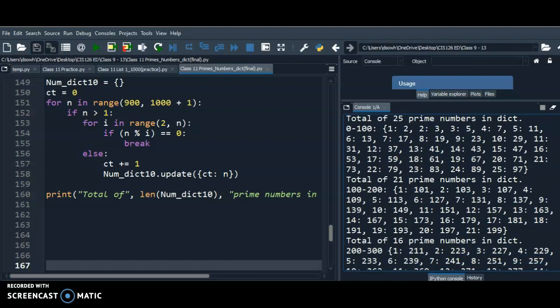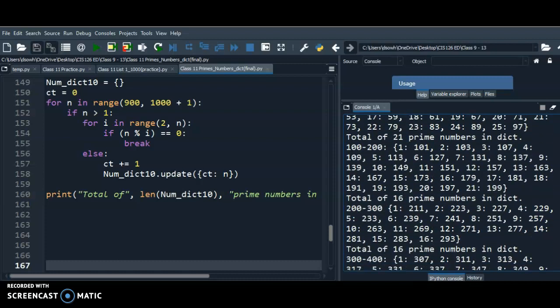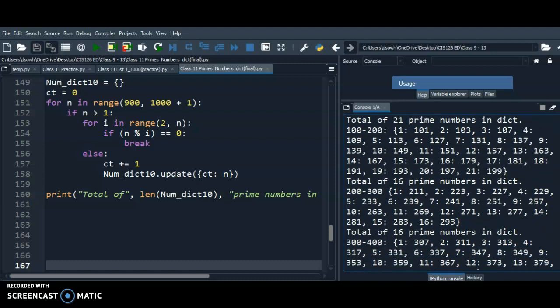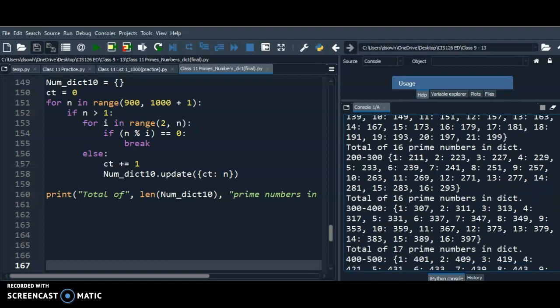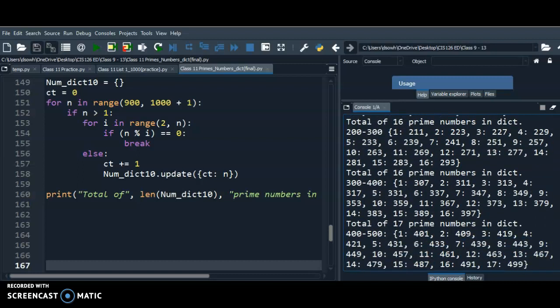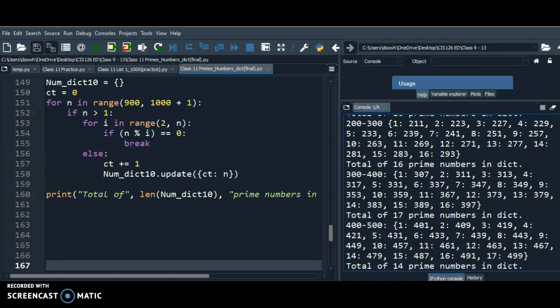Okay, now there's a total of 25 prime numbers in dictionary from 0 to 100. Okay, now there's a total of 21 prime numbers in dictionary from 100 to 200. Okay, now there's a total of 16 prime numbers in dictionary from 200 to 300.